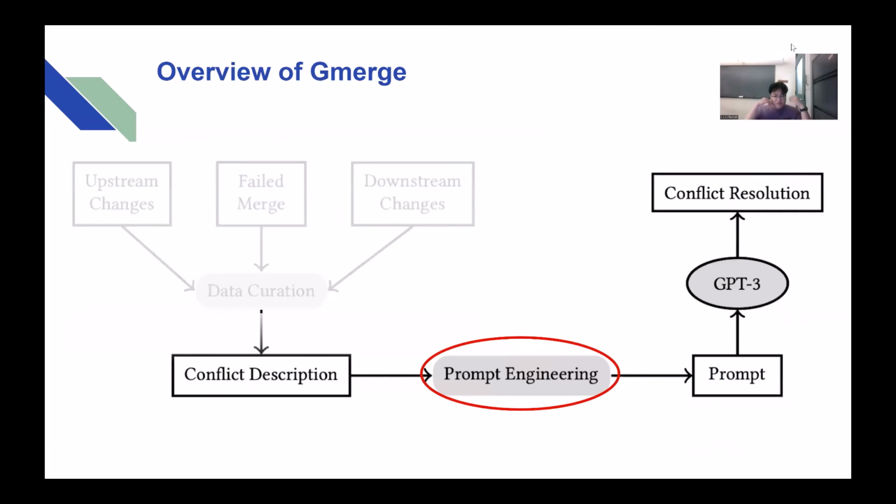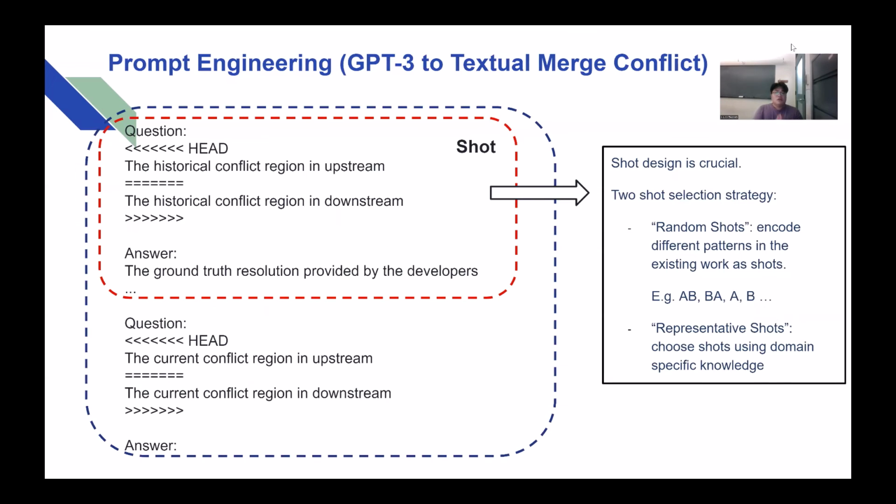In this case, we don't have access to do the data curation anymore, so what we have is just the conflict descriptions from the dataset. This brings us a unique opportunity to test whether prompt engineering alone will produce a great result. Because we cannot tune the task anymore, we feed the model with different shot selection strategies. In this case, we have two different shot selection strategies.